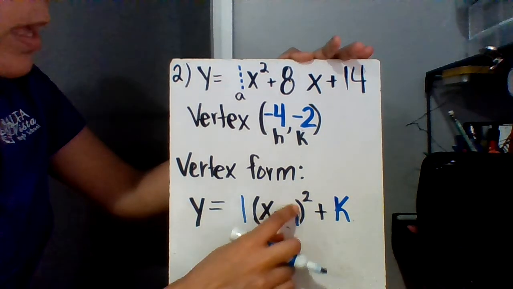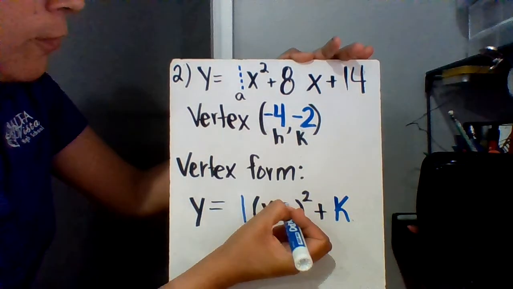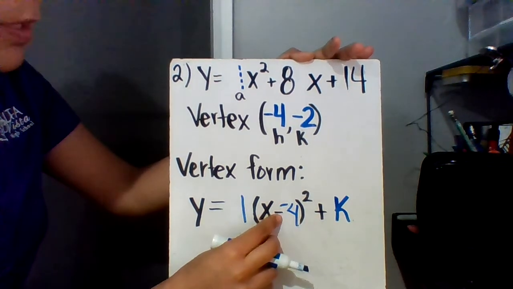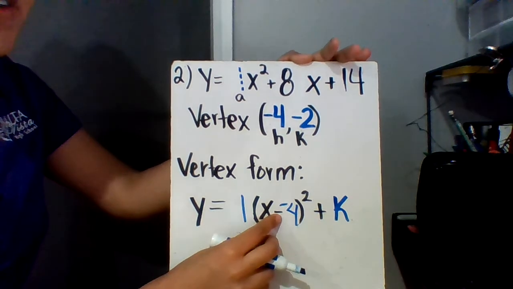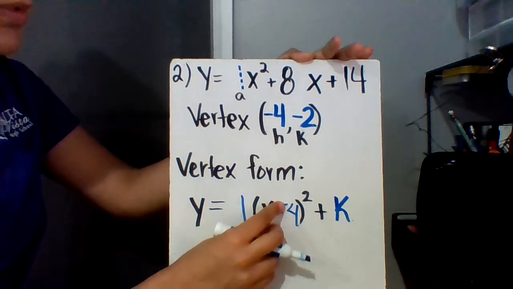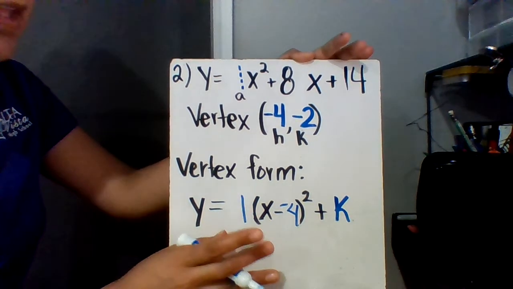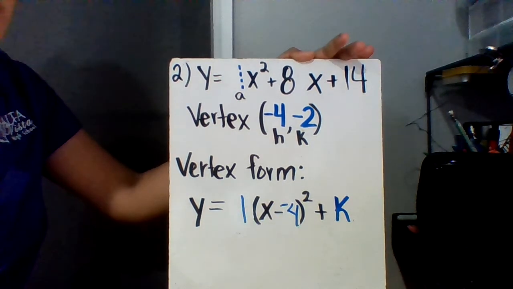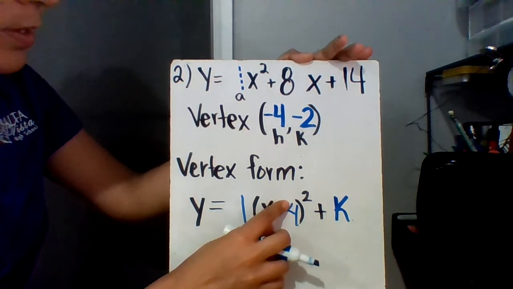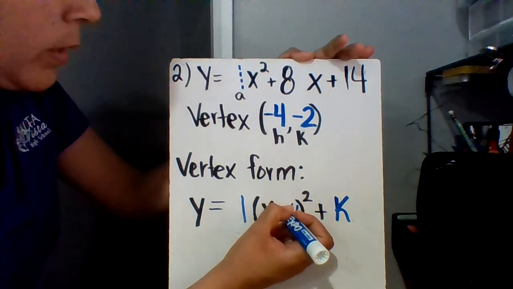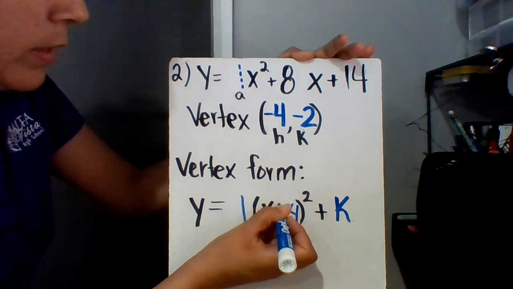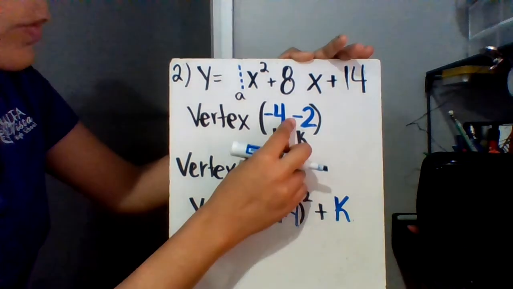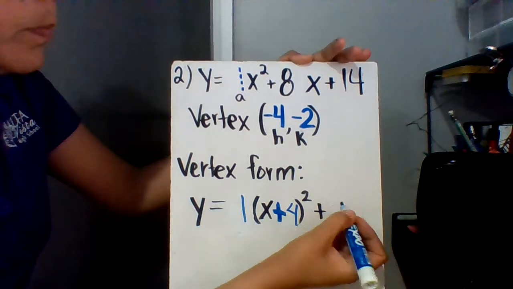Now be careful, because when you put the -4, the formula for vertex form already had a negative sign there. So it's like we have a double negative now. That's the only thing that makes this tricky: when you have two negatives there, you're going to go ahead and switch that to a positive. So we're going to erase both, and we're going to put a plus right there, okay? And then at the end, we have a K, and K equals -2.